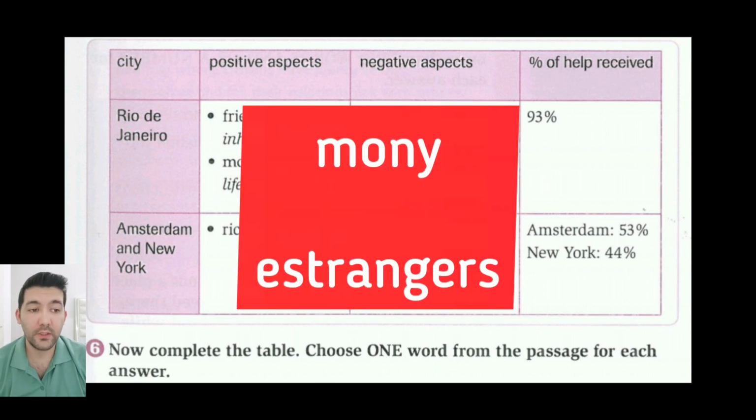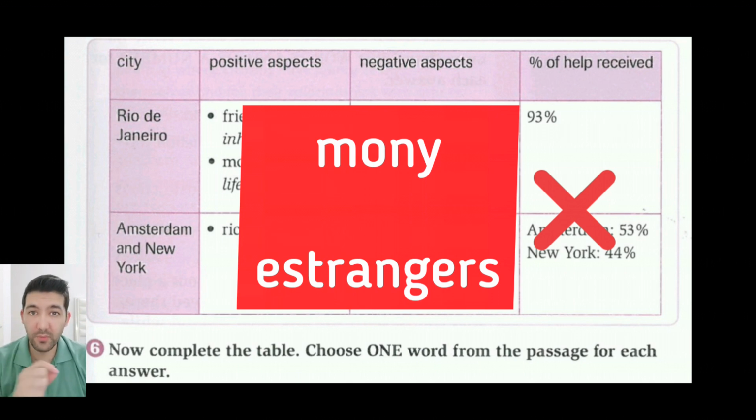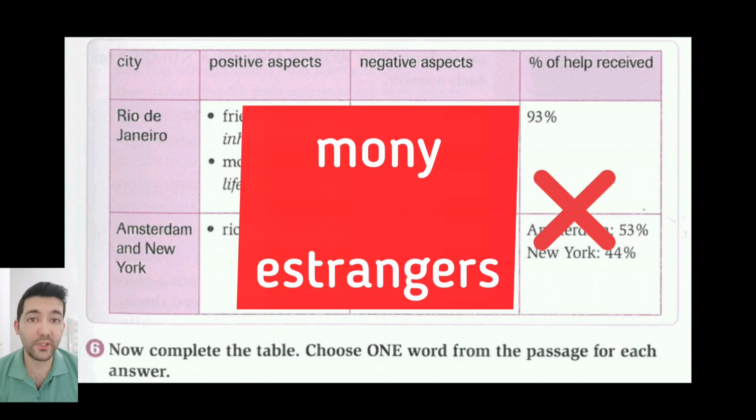Okay, guys, now pay attention to these words. Money, strangers. Are they spelled correctly? The answer is no. The answers are only correct if you copy them exactly from the passage. Now let's go to exercise 7.